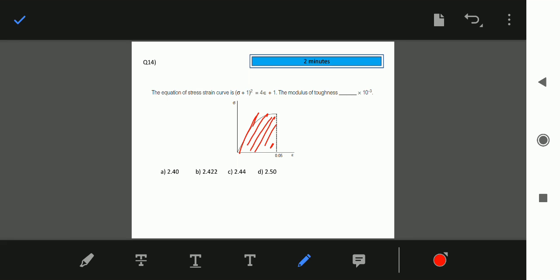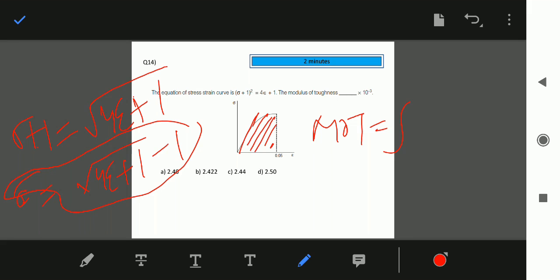So the relation is given that (sigma minus 1)(sigma plus 1) whole square equals 4 epsilon plus 1. So sigma plus 1 equals root under 4 epsilon plus 1. So sigma equals root under 4 epsilon plus 1, minus 1. So this is sigma, and we know that modulus of toughness is the area, which will be nothing but integration of sigma d epsilon. So convert sigma in terms of epsilon, that will be root 4 epsilon plus 1 minus 1, whole d epsilon.